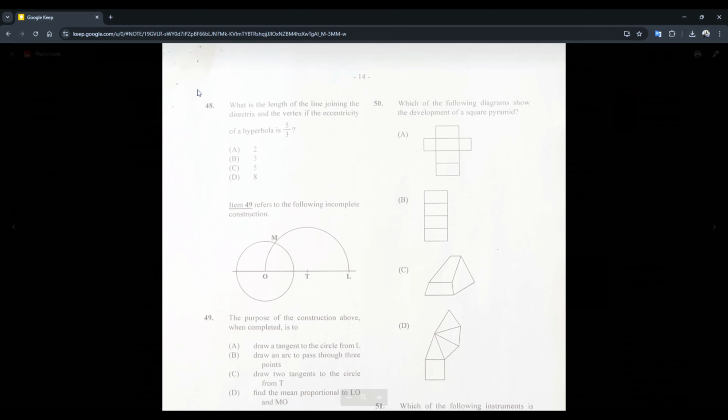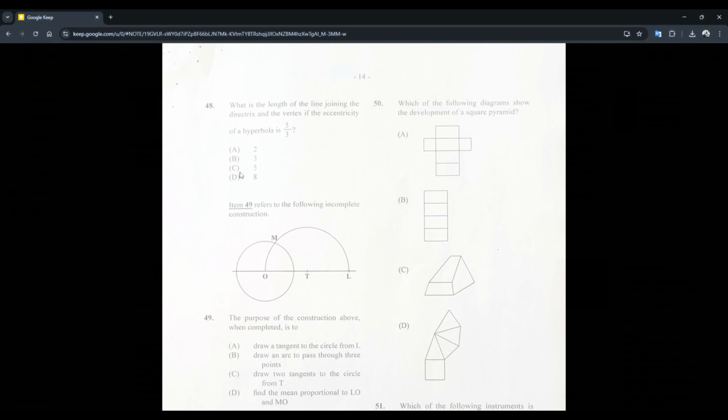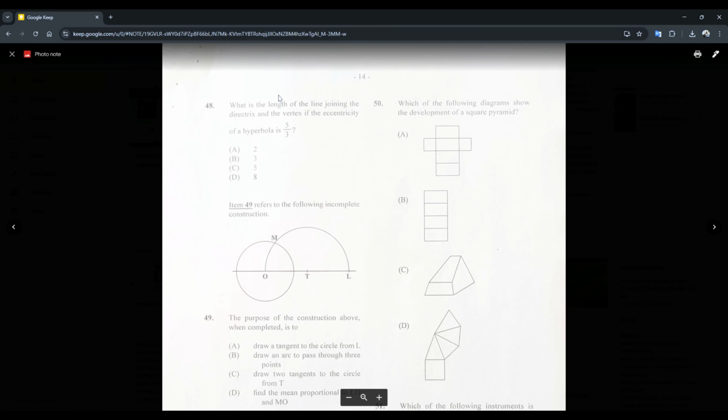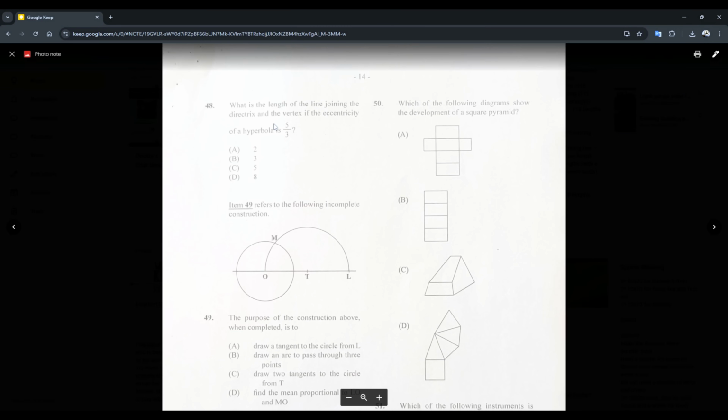Okay, number 48. Now this question gave me a lot of problems. Did a lot of research on it, consulted professionals. I have an answer, but take it with a pinch of salt. Basically some information is missing, right? So the question says, what is the length of the line joining the directrix and the vertex if the eccentricity of a hyperbola is 5/3?